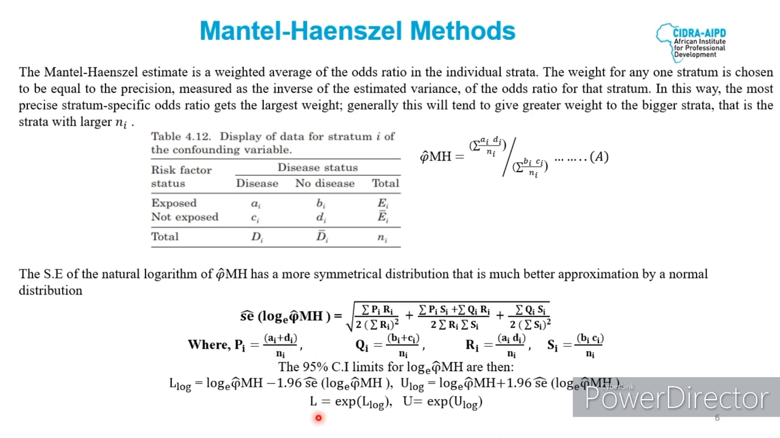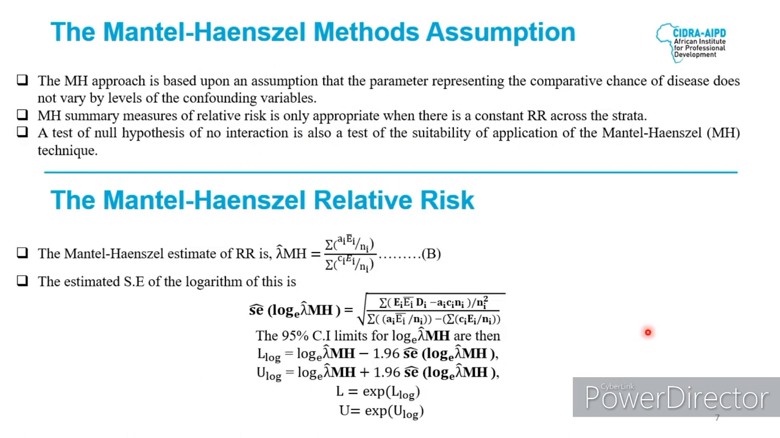And for the 95% confidence interval limits for the logarithm of the test statistic, the values are given as follows. We will use these formulas in numericals further. So what are the Mantel-Haenszel method's assumptions? The MH approach is based upon an assumption that the parameter representing the comparative chance of disease does not vary by levels of the confounding variables. MH summary measure of relative risk is only appropriate when there is a constant relative risk across the strata, and a test of the null hypothesis of no interaction is also a test of the suitability of application of the Mantel-Haenszel technique.